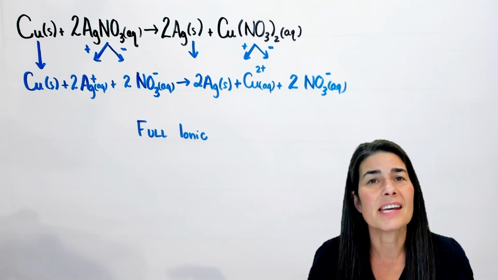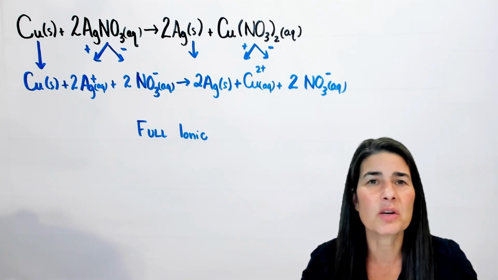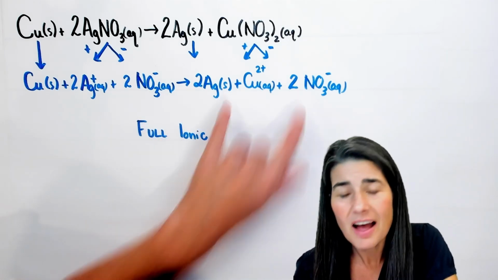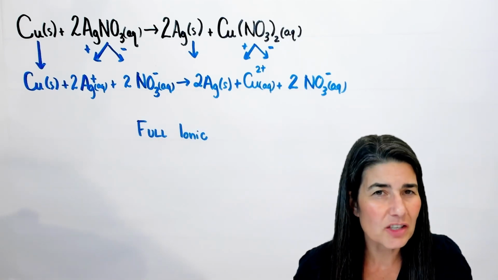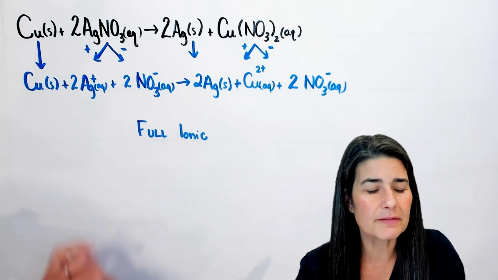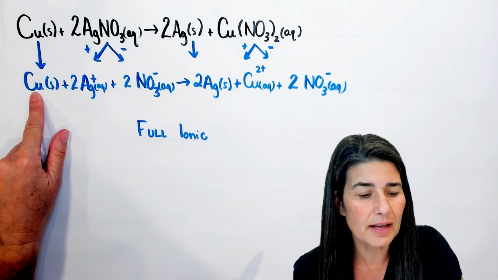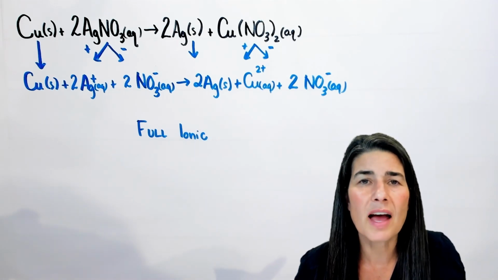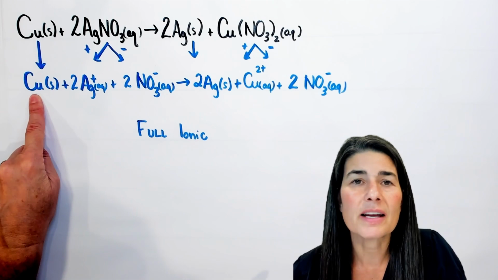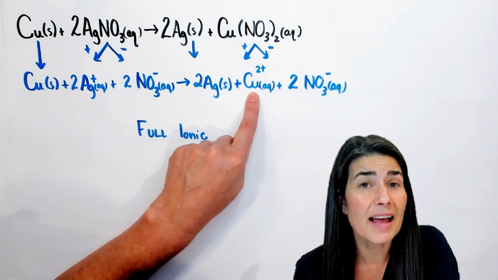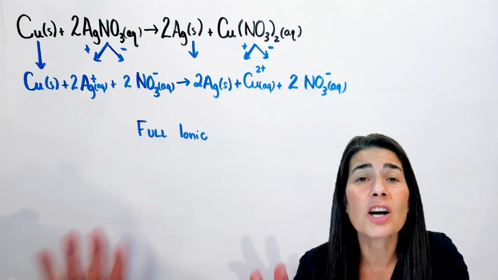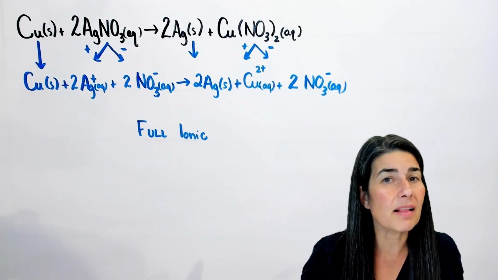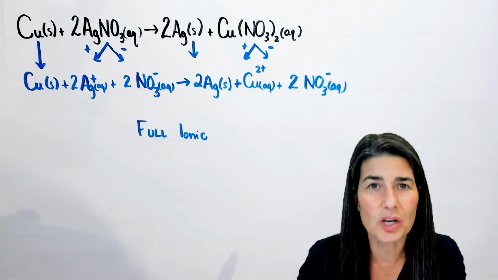In order to get the net ionic equation, we need to find those spectator ions, the ones that didn't participate, the ones that are the same on the left and the right. Now watch carefully. My students are often tempted to see a copper on the left here and a copper on the right and cancel them out. Do not do that here. This copper is neutral. This copper has a 2 plus charge. Those are not the same. You cannot cancel them. They need to be the same elements, the same numbers, and the same charges to cancel.